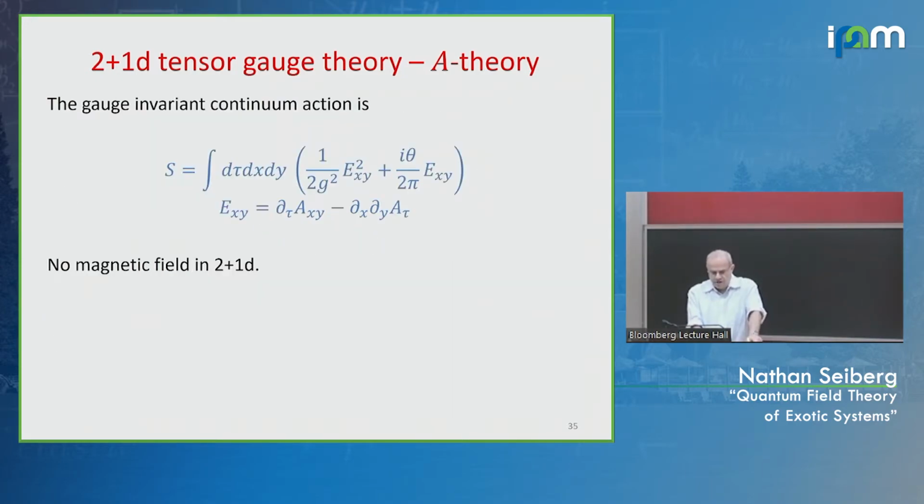So let's start from the continuum. In the continuum, we can write an action. So this is a gauge, this is the electric field. The electric field is a tensor. You can check that it's invariant under the gauge symmetry on the previous slide.